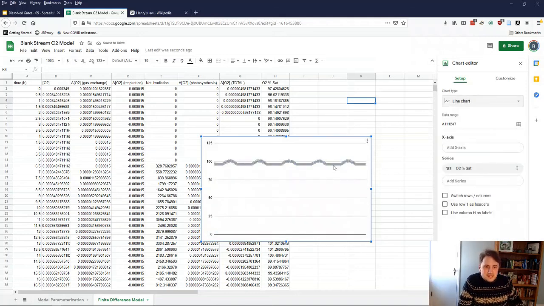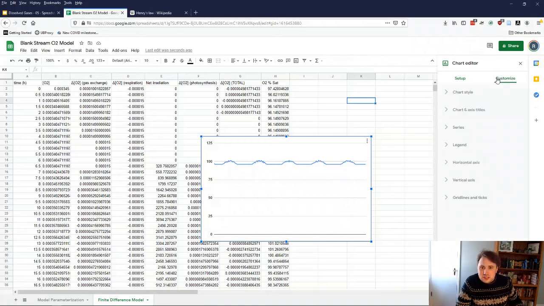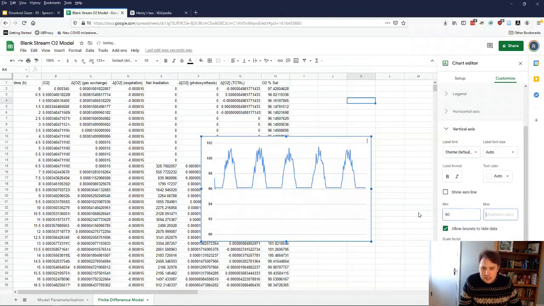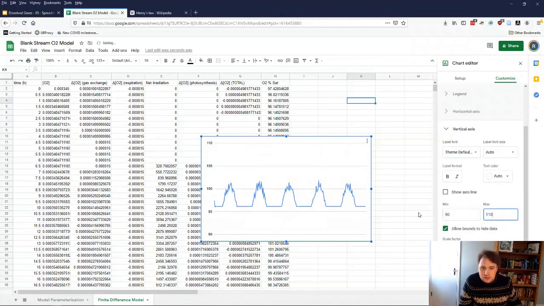Cool. Look at this. This is a dissolved oxygen model. It might not look too impressive from this perspective, but let's change around our axes. I think we can change this by going to vertical axis. Yeah, set a minimum of, say, 90. Look at that. So you can see here a nicely modeled oxygen dynamic for this stream.